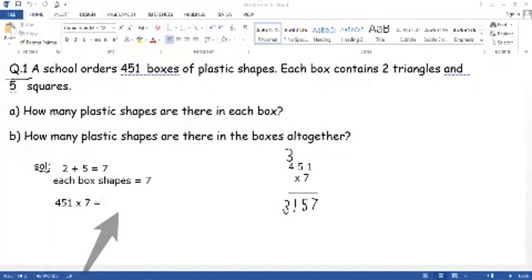So now my students, after multiplying it, you will copy the same answer over here, that this is the answer of 3157. So now you will mention a statement. How many plastic shapes are there in the boxes altogether? So you will mention simply total. You can even mention altogether with the total. Total shapes are 3157 and you got your answer. Total shapes 3157 and the question is solved.